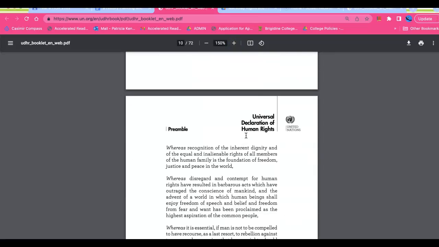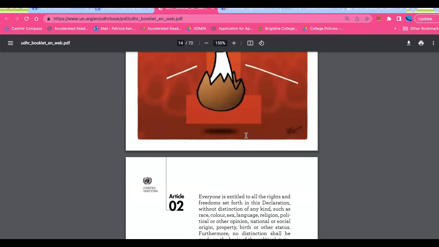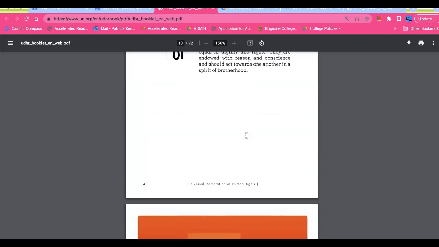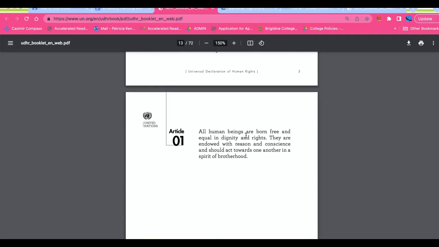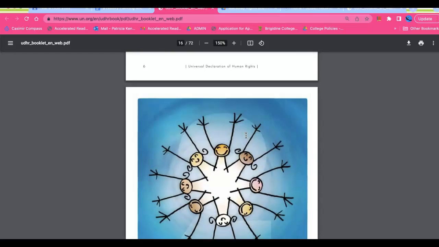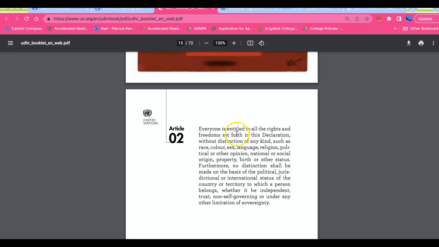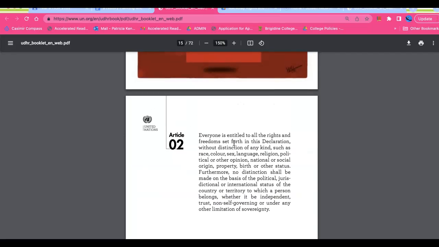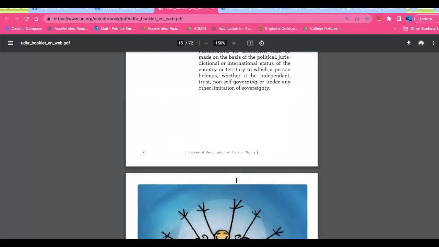We've got an introduction, and then we have got all of the human rights listed in this book. Okay, so everyone, let's look at a few of them. So everyone is entitled to all the rights and freedoms set forth in this declaration without distinction of any kind, such as race, colour, sex, language, religion, and so on.